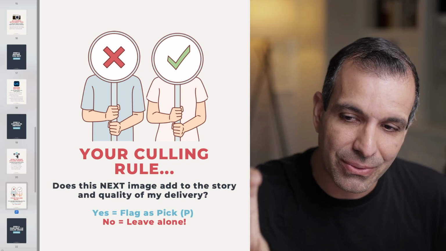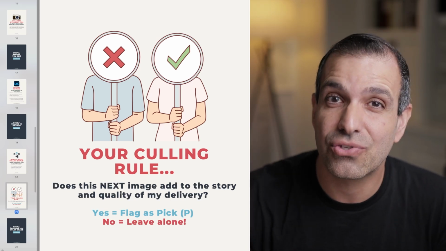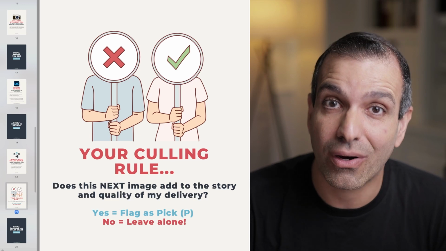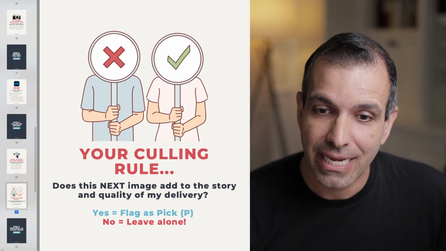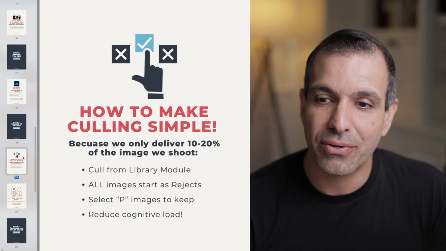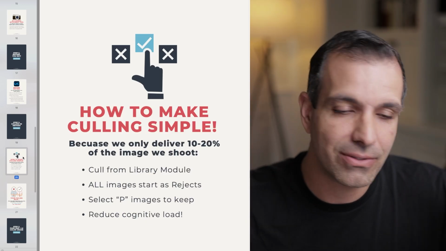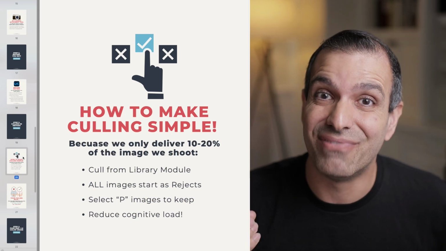So we have to remember this culling rule. Does the next image add to the overall story I'm telling and to the quality of my delivery? If it doesn't, we leave it rejected. You also notice that when I'm going through that culling process, the cognitive load, what I'm thinking, sorry, I use psychology terms because that's my background, but the processing in my mind is very simple.